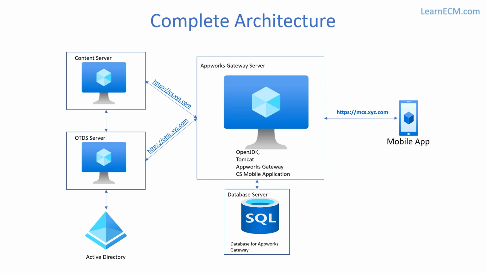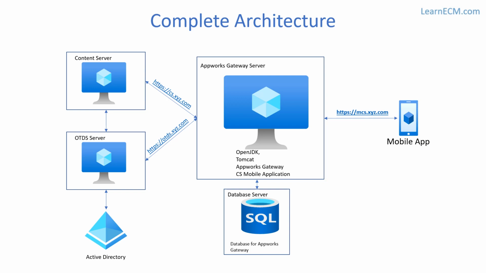A few things that we need to consider here: we need to ensure that communication happens over the secure HTTPS protocol, and that we have all the certificates installed on the AppWorks gateway as well as on the OTDS and content server servers, so that there is no communication error or certificate error while these components communicate with each other. Otherwise we might get different errors during our setup process.